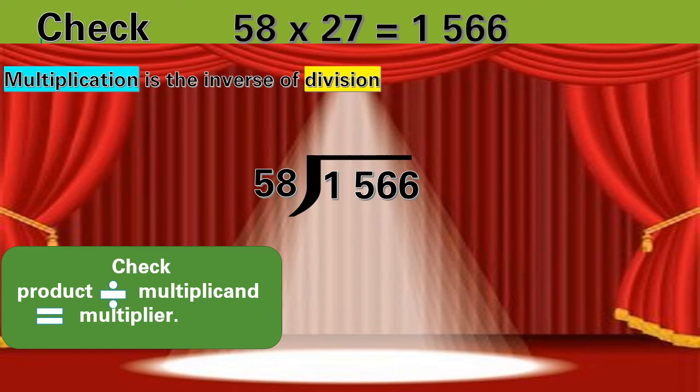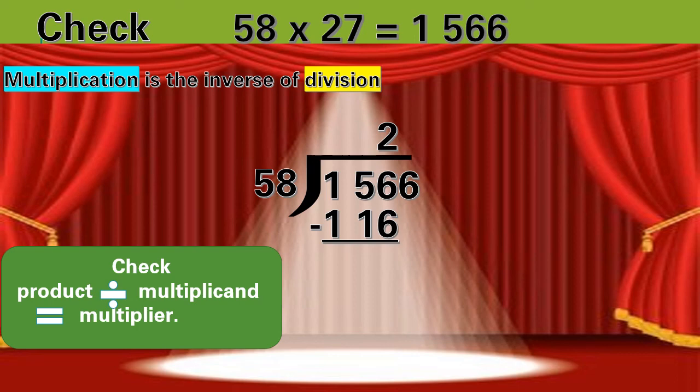15. How many groups of 58 can we get out of 15? Still cannot work. Make the number a little bit larger. So we move to the next number. 156. Yes, that can work. How many groups of 58 can we get out of 156? We can get 2 groups. 58 times 2 is 116.